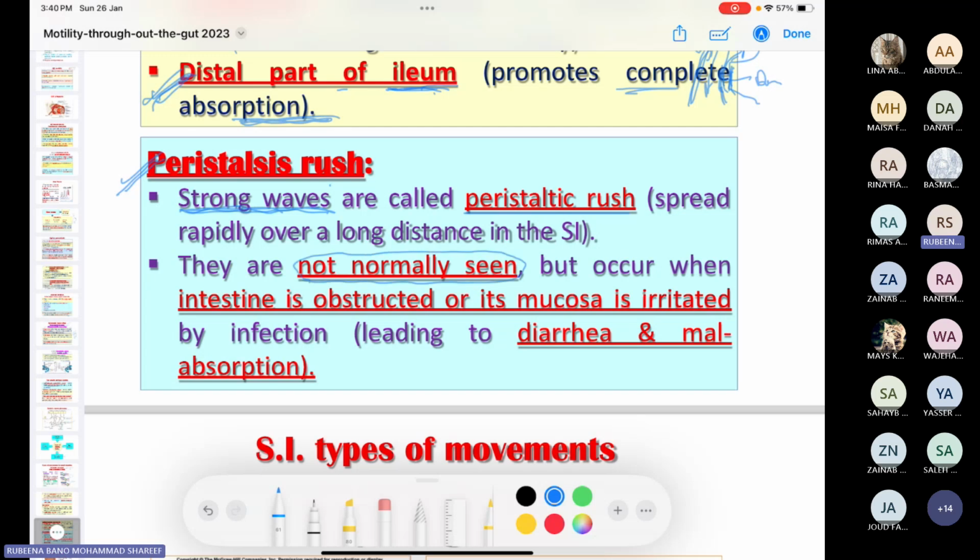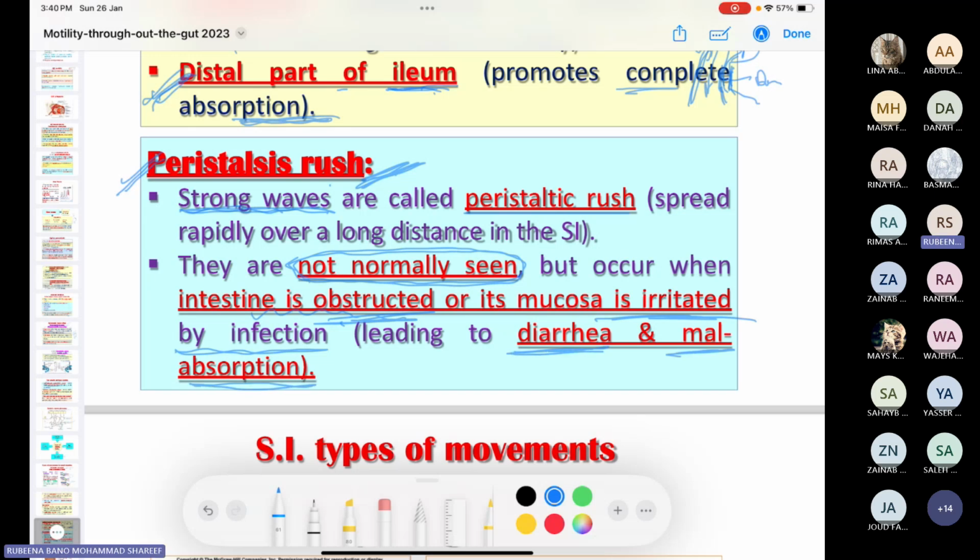They are not normally seen unless there is some intestinal obstruction or the mucosa is irritated by infection. Maybe there is food poisoning, or some kind of infection, or food which is irritant to the mucosa. So it will initiate the peristaltic rush, and it will lead to diarrhea and malabsorption.